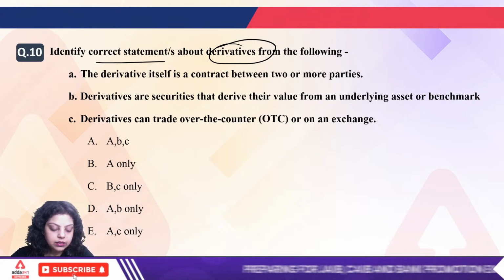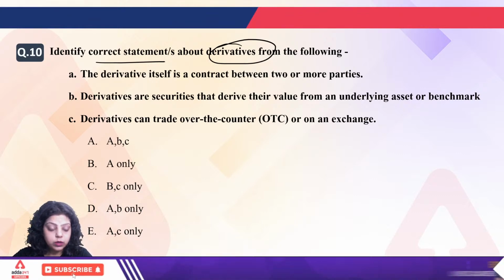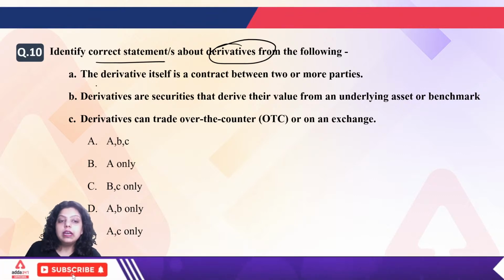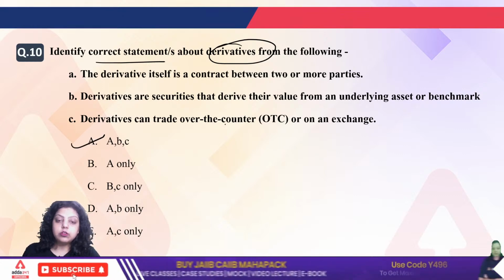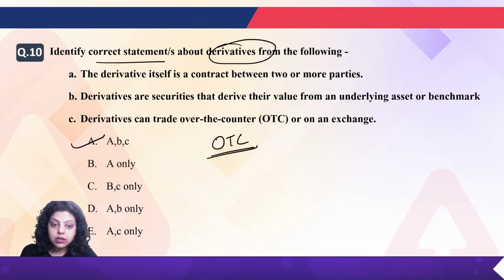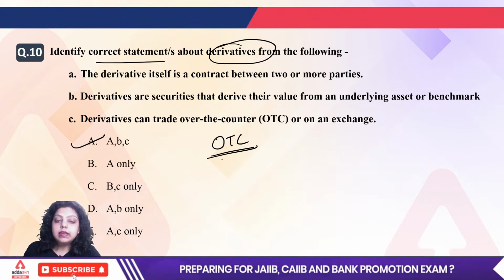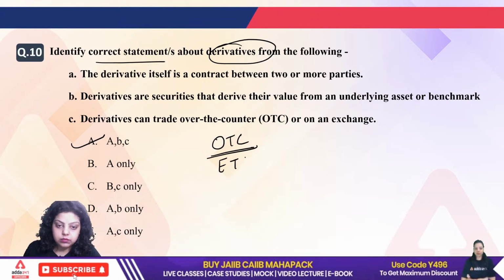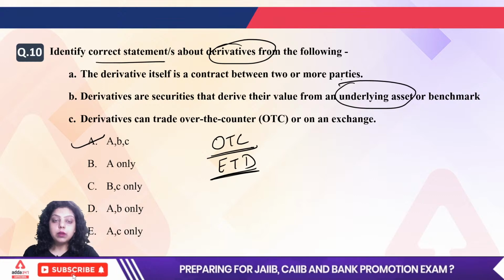Naren is saying A, Kirti is saying A, Alok is saying A, Dheeraj is saying A, Ashok is saying A. Everyone is going with the A option. That is true. A is correct because all three statements are correct regarding derivatives. So a derivative can be an over-the-counter derivative, and it can be an exchange traded derivative. The value is derived from the underlying assets, and it is a contract between two or more parties.